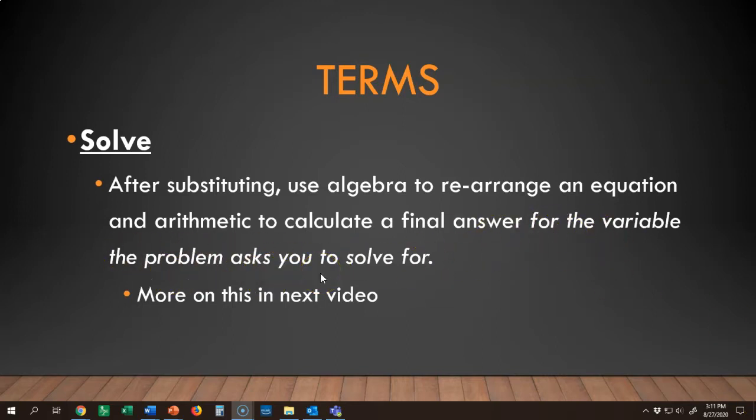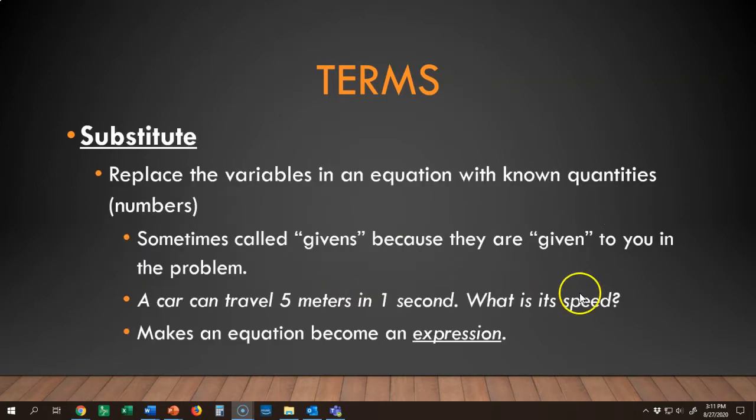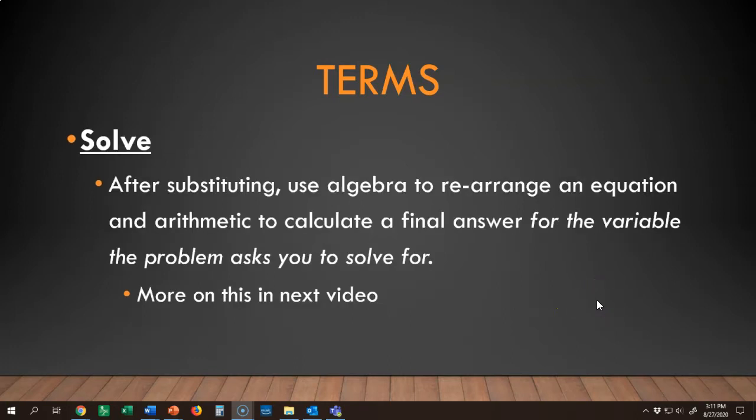This is really important because a lot of people miss this. They just start solving for something and they don't realize that, for instance, in this last problem we have, the problem's asking for speed. So if I solve for something else, I'm not doing it correctly. There's a lot to this, and in another video, I'm going to talk more about exactly how to solve an equation, but we're going to move on right now.